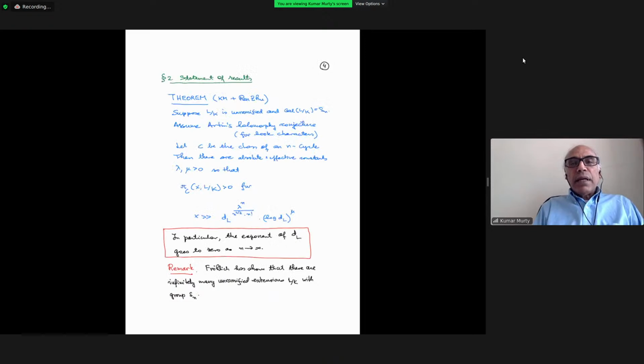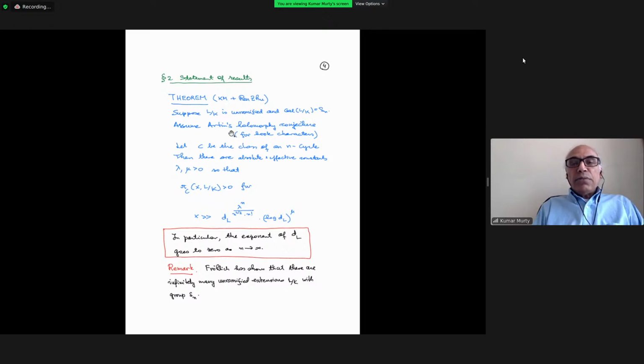Okay. So here's the theorem that I want to speak about today. It's a very particular case. So suppose I have an extension of fields L over K that is unramified. Okay, this is unramified. And suppose it's an S_n extension. So it's a non-abelian unramified extension.